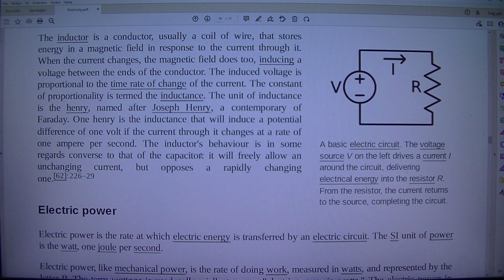The inductor's behavior is in some regards converse to that of the capacitor. It will freely allow an unchanging current, but opposes a rapidly changing one.